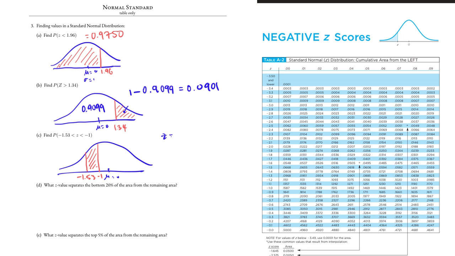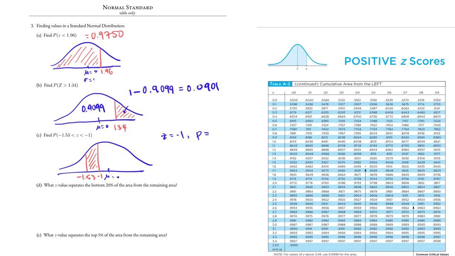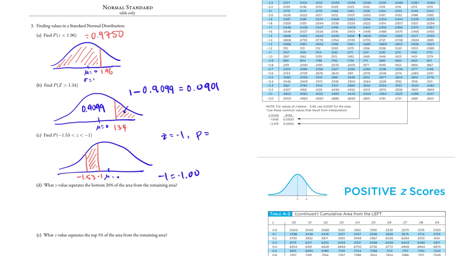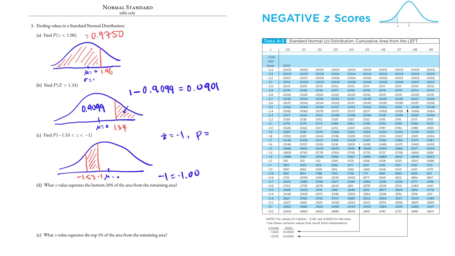With the z-score of negative 1, the corresponding probability from the table is found by locating negative 1, which in two decimal places is negative 1.00. And so we would go to the first column and locate negative 1.0, and then go to the right and stop at 0.00. This has the corresponding probability of 0.1587.